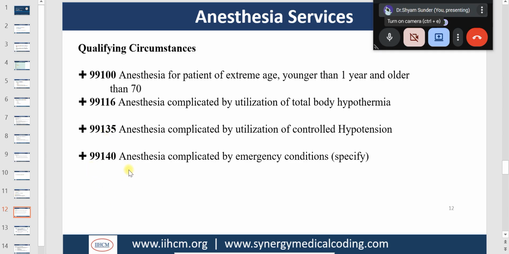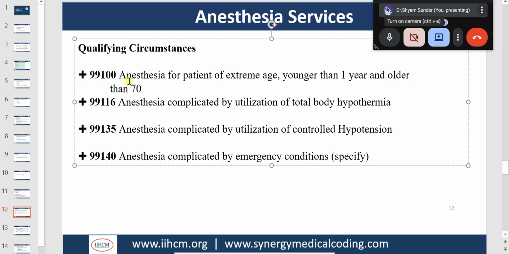Then 99140, anesthesia complicated emergency condition. Emergency, there's no time. Everybody has to rush, right? So no matter what kind of emergency it is, if the patient's condition is an emergency, that is emergency. 99140.